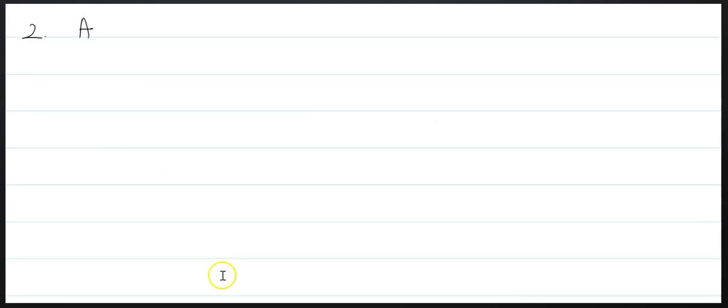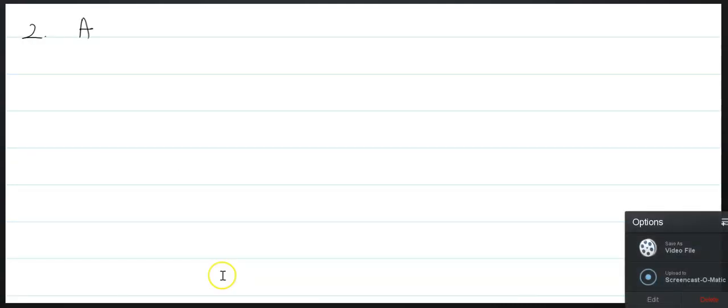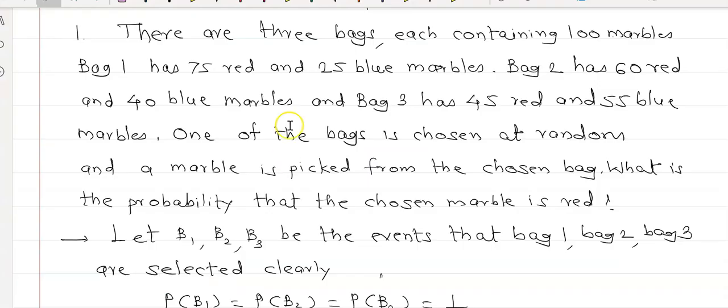Now again, you can say there are 3 bags, each containing 100 marbles. Bag 1 has 75 red and 25 blue. Bag 2 has 60 red and 40 blue marbles, and bag 3 has 45 red and 55 blue marbles. One of the bags is chosen at random and a marble is picked from the chosen bag. What is the probability that the chosen marble is red?